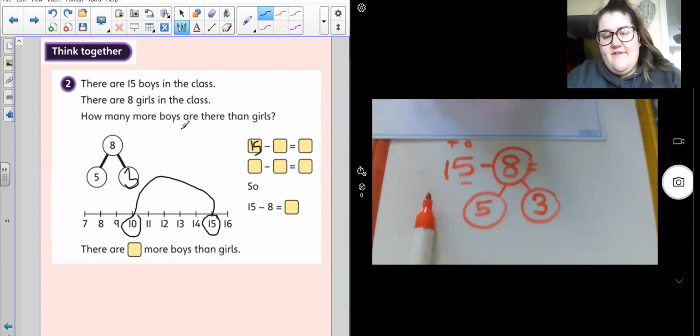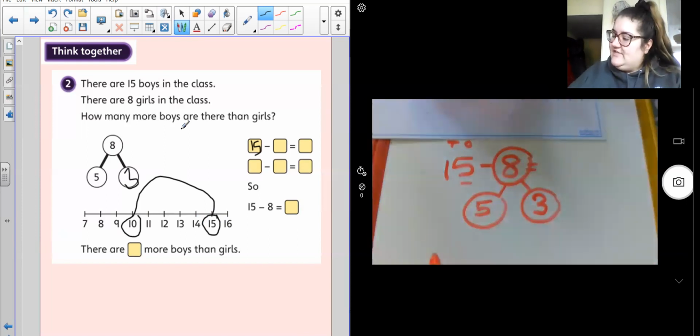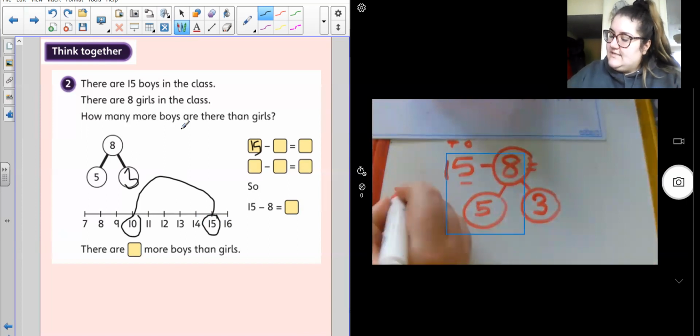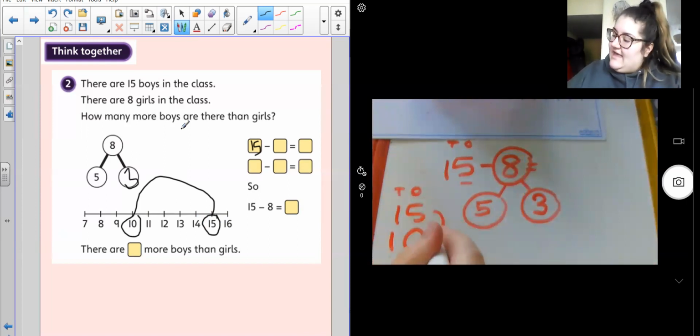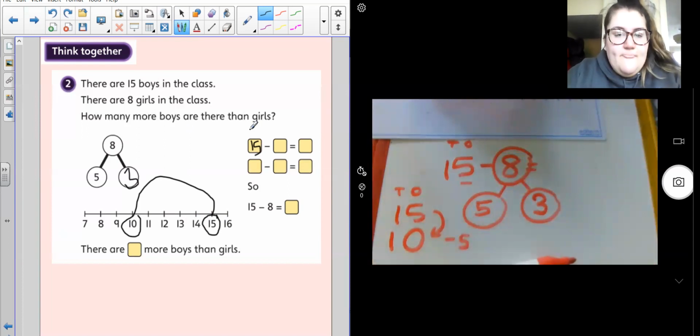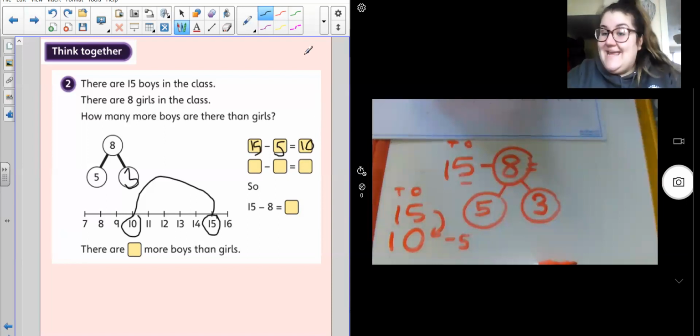Well, if I had 15 and I'm now at 10, thinking about our 10s and our 1s, in order to get there I've taken away the 5, haven't I? So I've started at 15, I've taken away 5, and I've landed at 10. But my answer isn't 10, because so far all I've done is take away the 5.